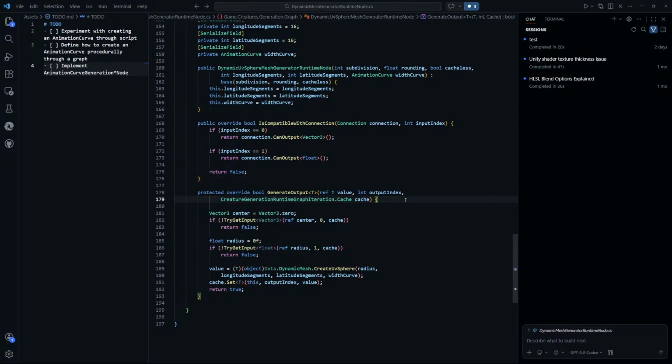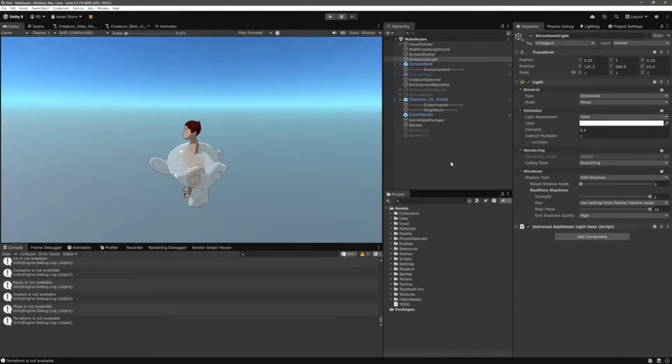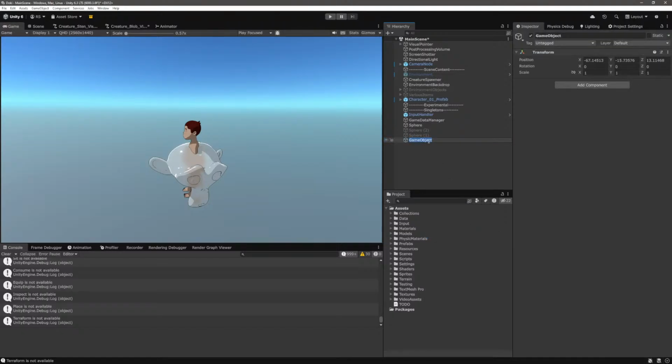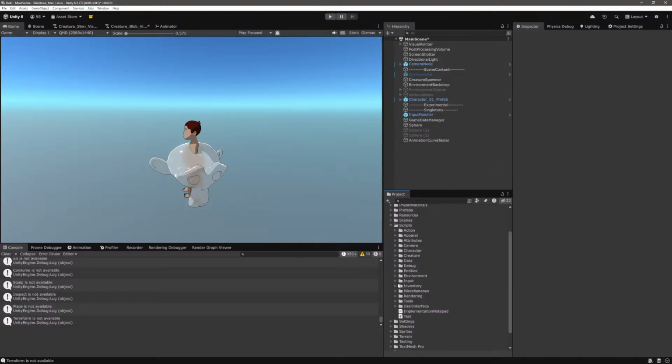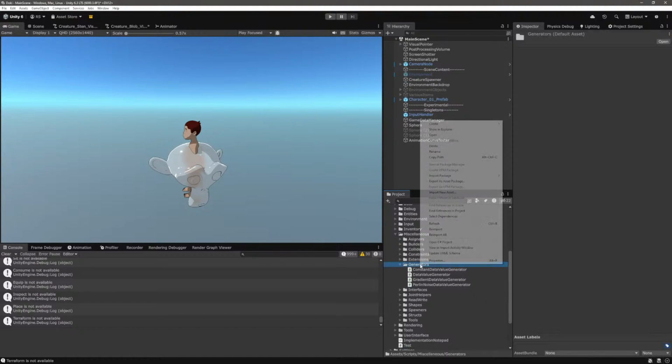Something like this. That's what we can start with. Okay, so what we're gonna do is quit this, and add an empty object. Animation curve tester. Where do I even put this one? It should probably be misc. Data misc. Generators. Yeah. So we're gonna have an animation curve generator.